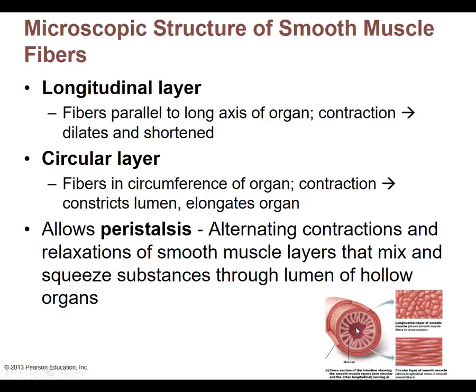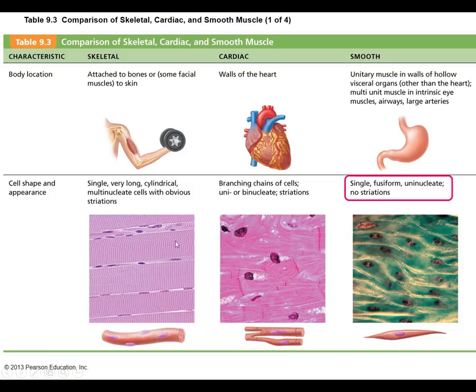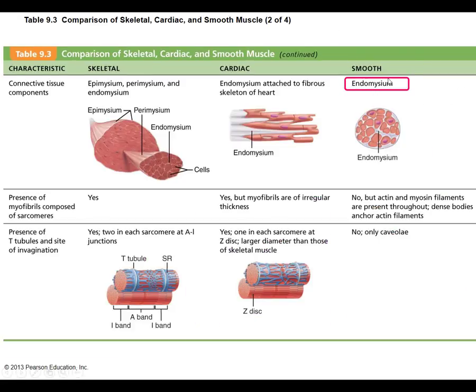Now, this is just a nice little summary. It's in your book, comparing the three different types of muscles, on page 310. However, we're looking at the smooth, so they have one single nucleus, and they're all kind of hanging out by themselves. There are no striations, and they only have the endomysium. They don't have the perimysium and the epimysium and everything else. So, a lot more simple.